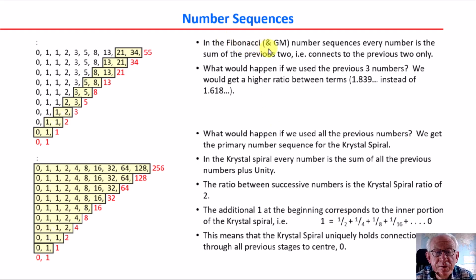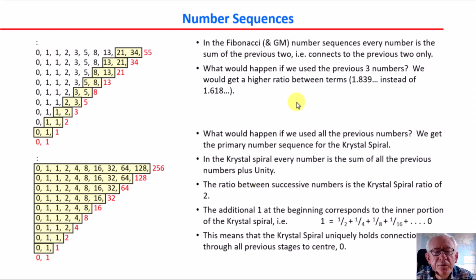In the case of the Fibonacci and the golden mean spirals, every number is the sum of the previous two. In other words, it connects to the previous two only. Now, this is illustrated in this sequence of progressive expansion of numbers here. In other words, every number is the sum of the previous two only, and it doesn't embrace the history of the earlier elements, and doesn't hold direct connection back to its point of origin in 0.